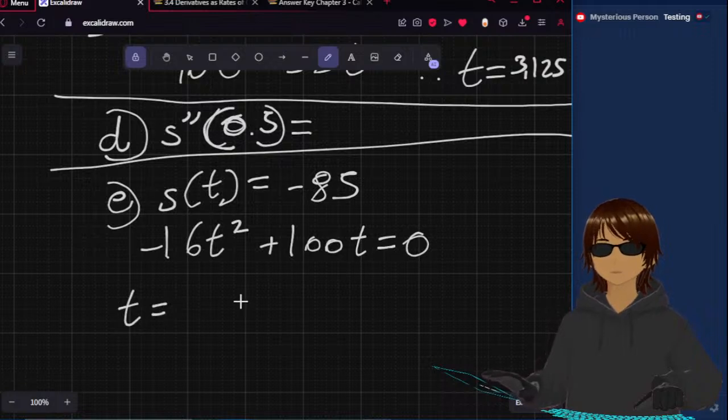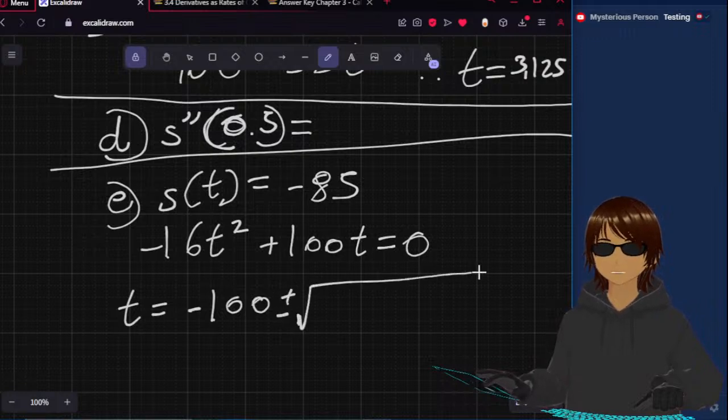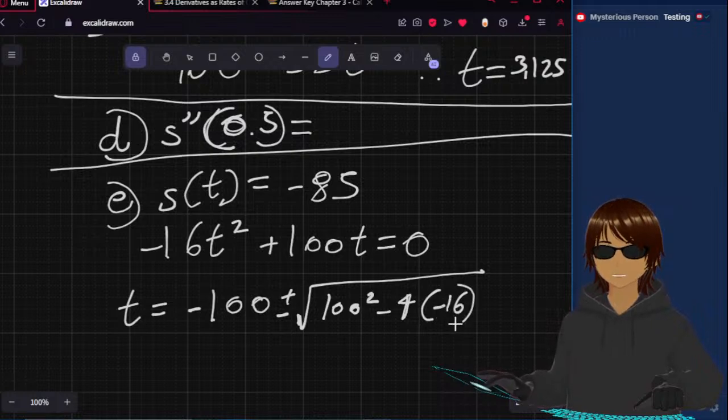T is equal to minus b plus minus b squared minus 4 times a times c upon bottom squared.